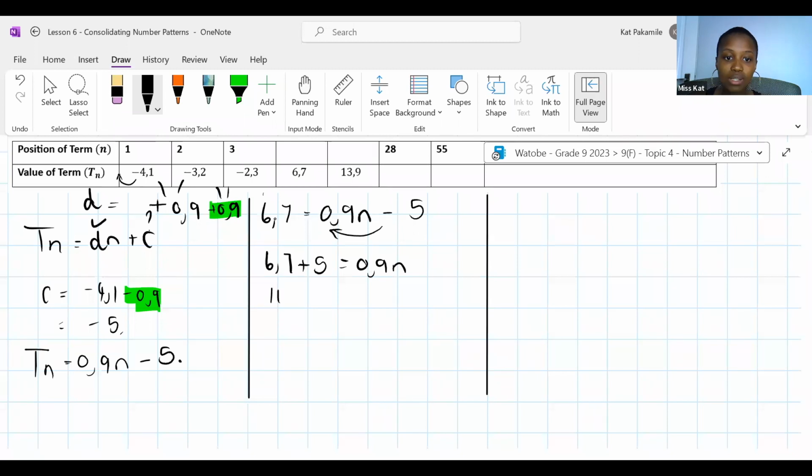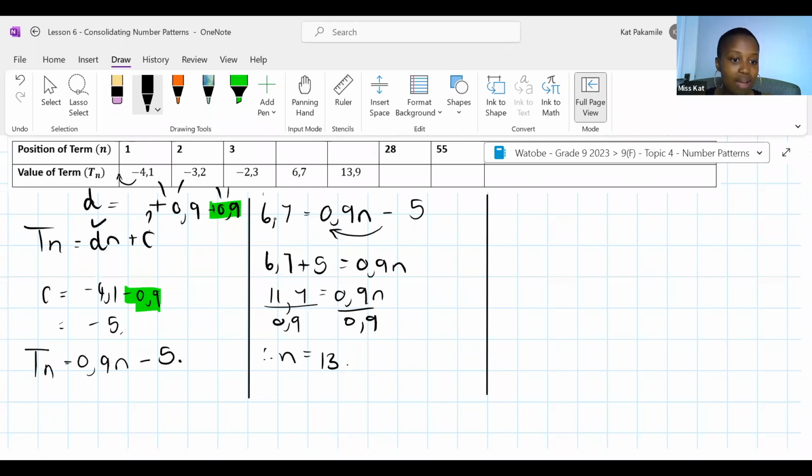This is going to be 11.7, I believe, equals 0.9n. Divide both sides by 0.9. And your position for this one is going to be, let's see, 11.7 divided by 0.9 is indeed 13. Brilliant. Brilliant. We're getting good at this. Right? I love it.